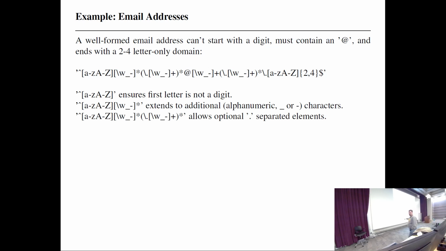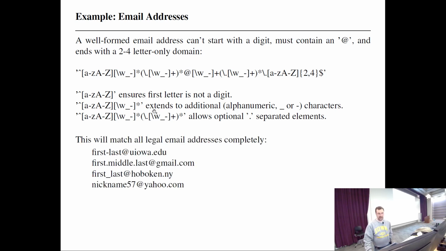The next expression, the backslash W minus, extends that first letter to additional alphanumeric, underscore, or minus characters. Then the asterisk here allows optional period-separated elements. So my Gmail address has alberto.segre. The dot actually is allowed explicitly in email expressions. And this will match all the legal email addresses that you expect. All of these addresses would match just fine.